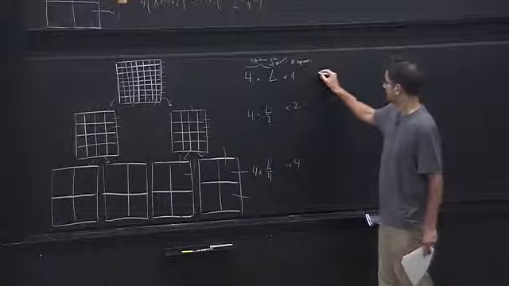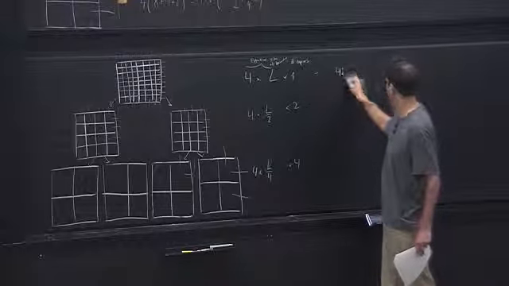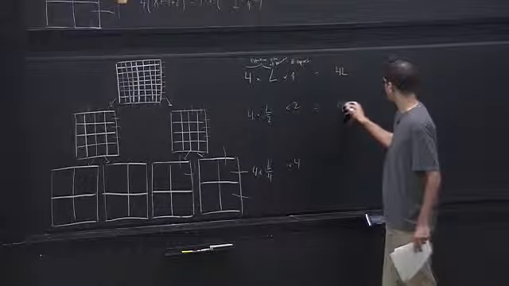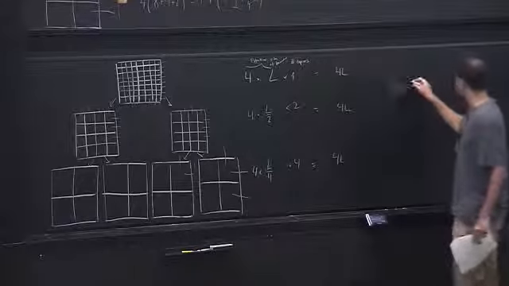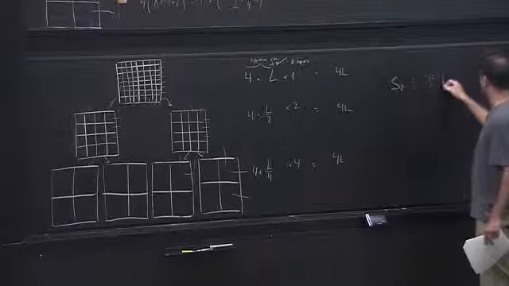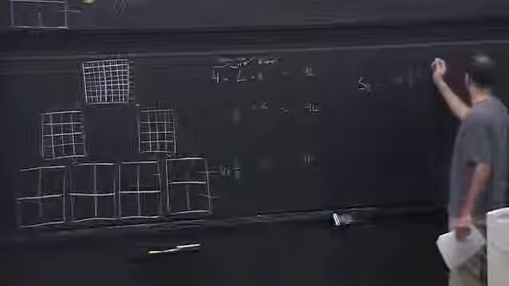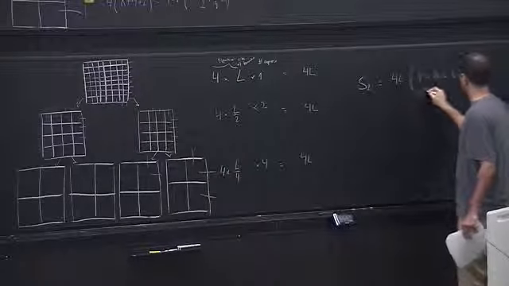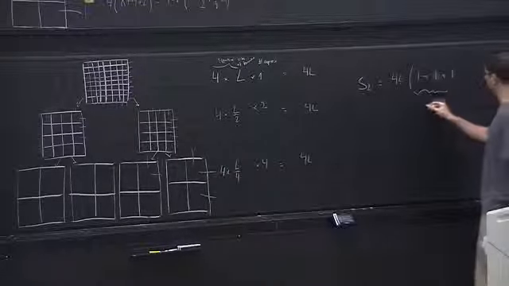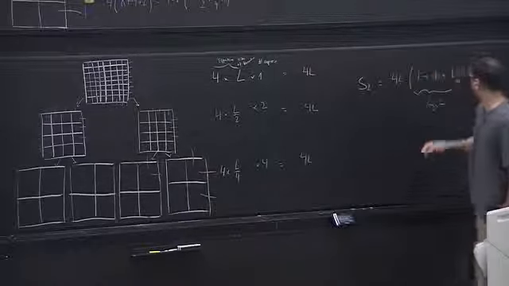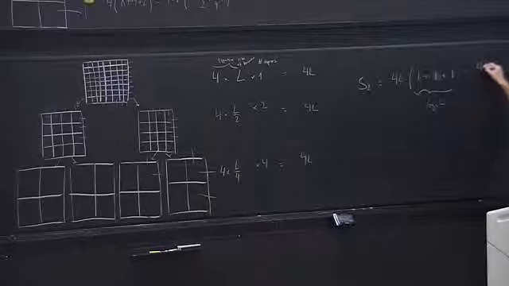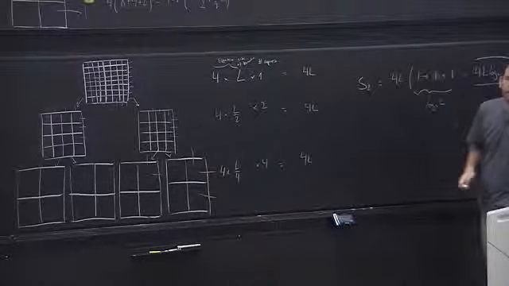So now I think I can do this: 4L, 4L, 4L. So the total entropy now is 4L times (1 plus 1 plus 1), and this goes on for as many length scales as we want. So this gives us 4L log L. And this is the logarithmic correction.